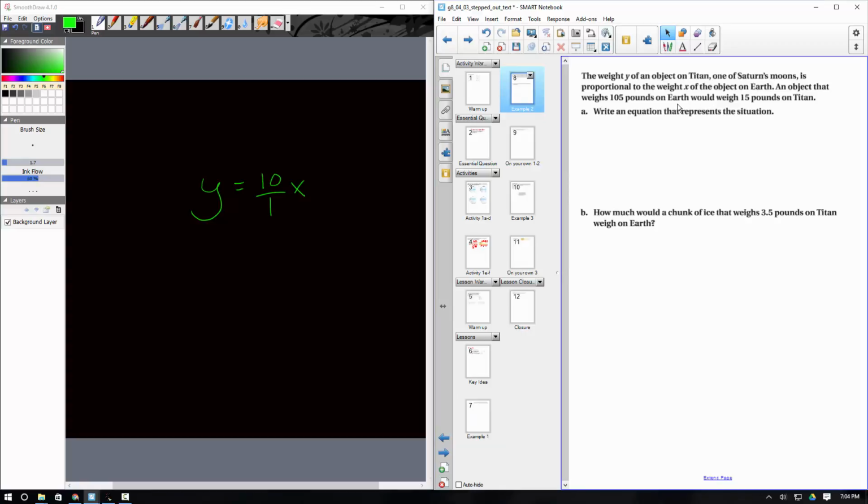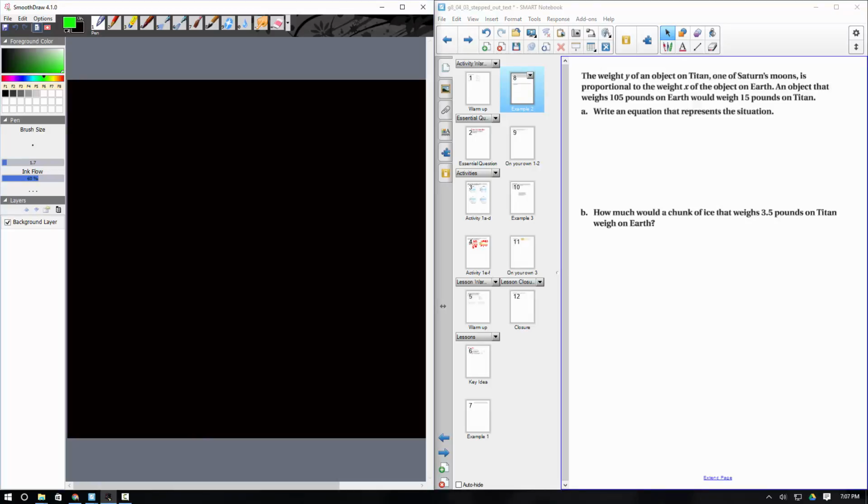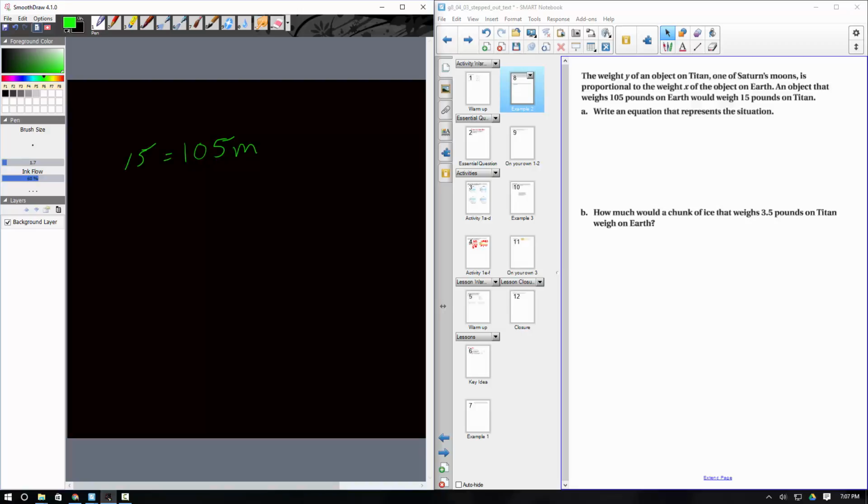For this situation, I have to actually write a little equation. And the equation is, I have 105 times m equals 15. And when I do that, I want to actually get m by itself, right?